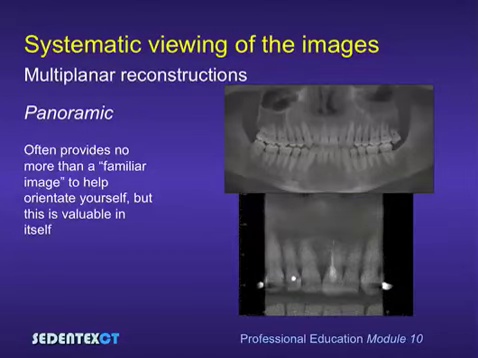Don't forget that panoramic images do not need to follow the complete arch, so if you're conducting a small volume cone beam CT scan, just covering a small section of the dentition, you can still produce a panoramic type image of this small region, as shown here.